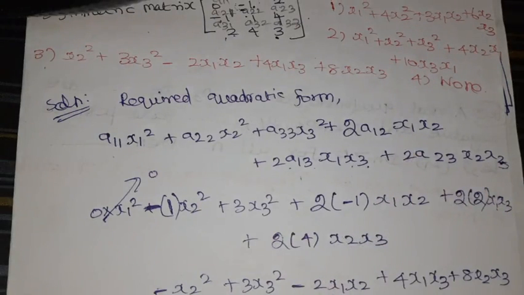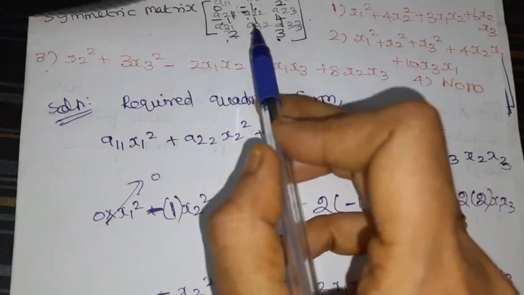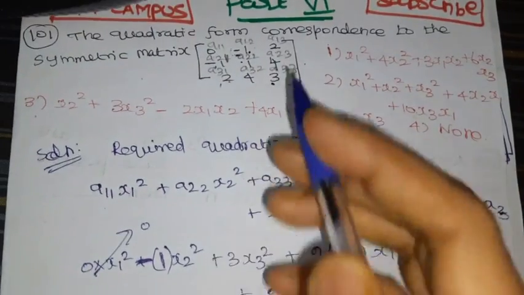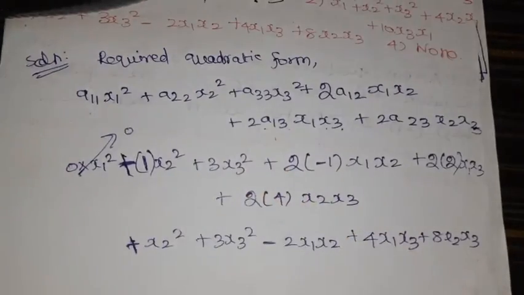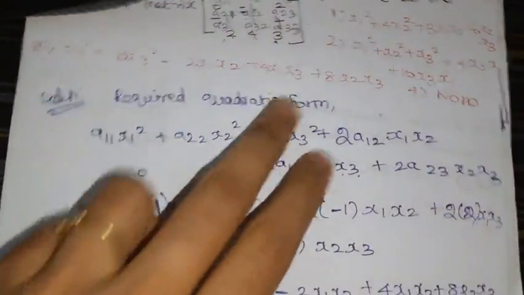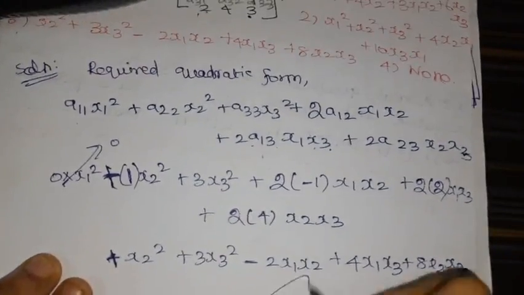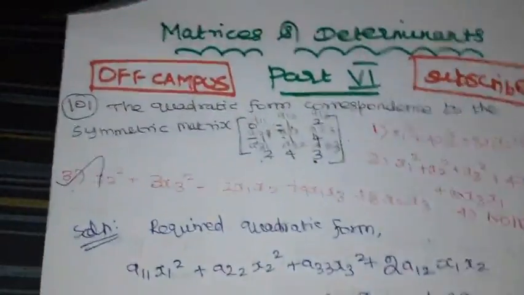x2 squared, 3 x3 squared, minus 2 x1 x2, 4 x1 x3, then a22 x2 squared. Here I made a mistake in a22. The a22 value is 1 here, so plus 1 is plus 1 only. So minus 2 x1 x2, 4 x1 x3 plus 8 x2 x3. So this is the required equation, option 3. Then we'll move on to the next one.